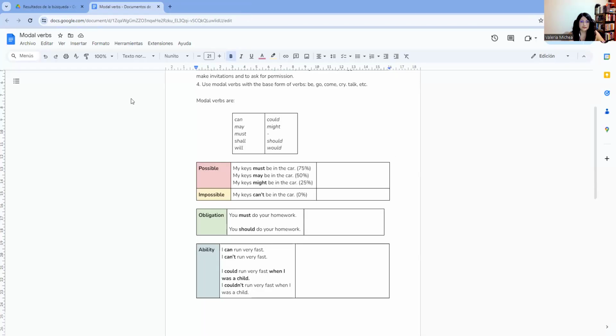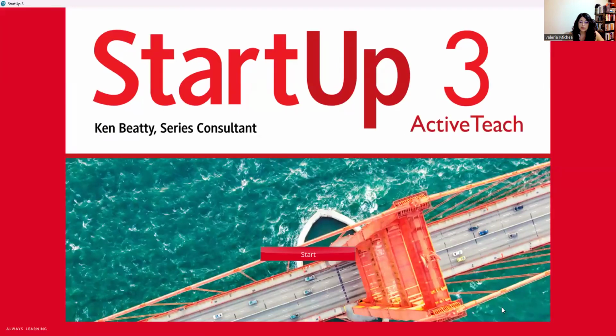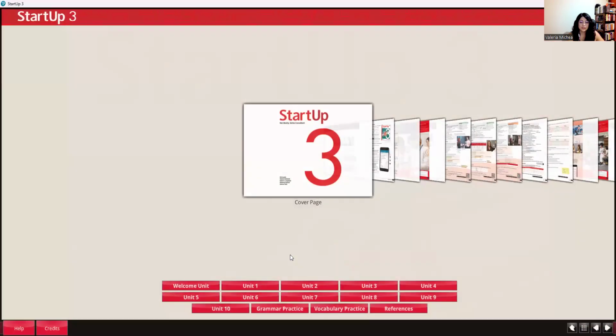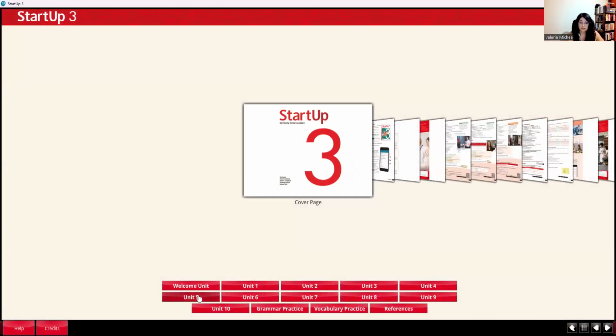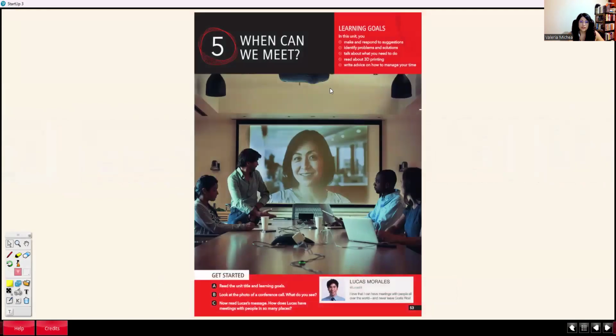Well, before going to that document, first let me go to the book so we remember where we are related to the book. So you don't forget that we are still basing our course on the book. So we are working on Unit 5, where practically everything that you need to do here is work with modal verbs.